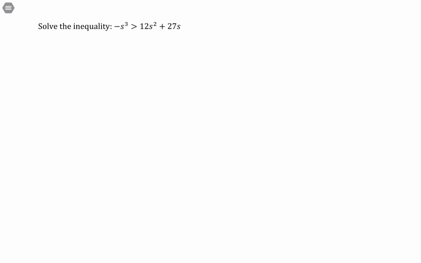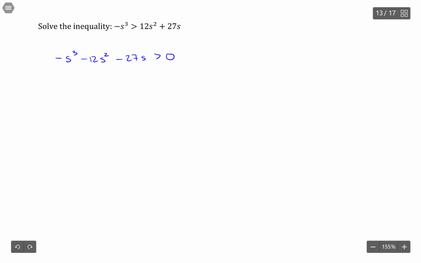Solve the inequality negative s cubed is greater than 12s squared plus 27s. So to solve this polynomial inequality, the first thing that I need to do is get everything to one side of the equation. So negative s cubed minus 12s squared minus 27s is greater than 0.